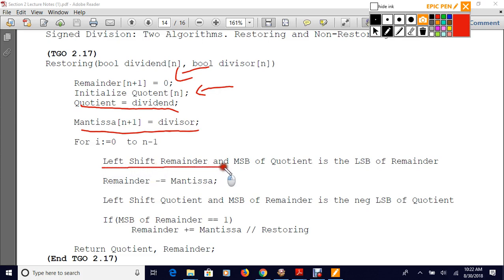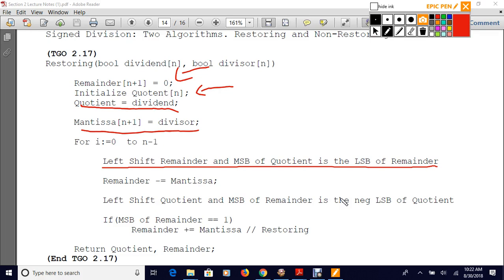So this here, I'm going to read it out loud. Don't be afraid if it doesn't make sense. I will reiterate what this means as we go through the example questions, until you beg me to stop. All right. Left shift the remainder, and the most significant bit of the quotient becomes the least significant bit of the remainder. So I have 2 registers, right? I put the dividend into the quotient.